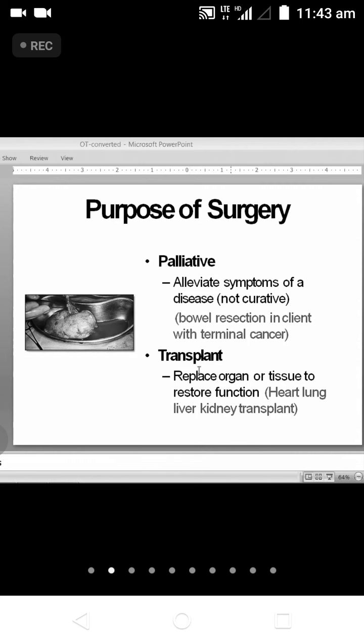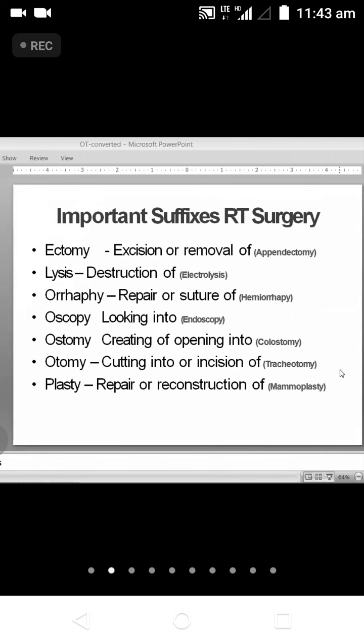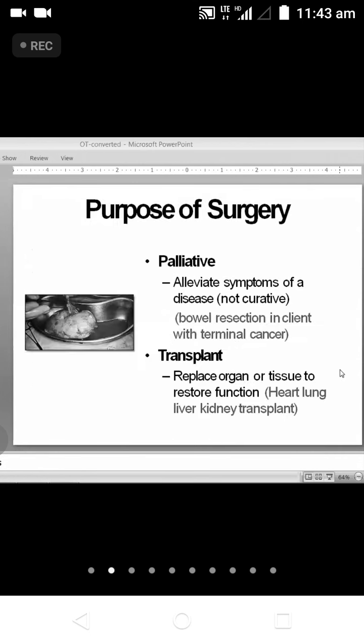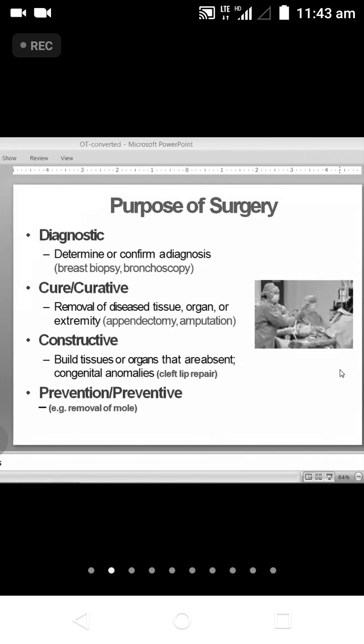The next purpose is transplantation: replacing an organ or tissue to restore function. Examples are heart-lung transplantation and liver or kidney transplantation. So these are the purposes of surgery. All the types we have seen can be included in the purpose.